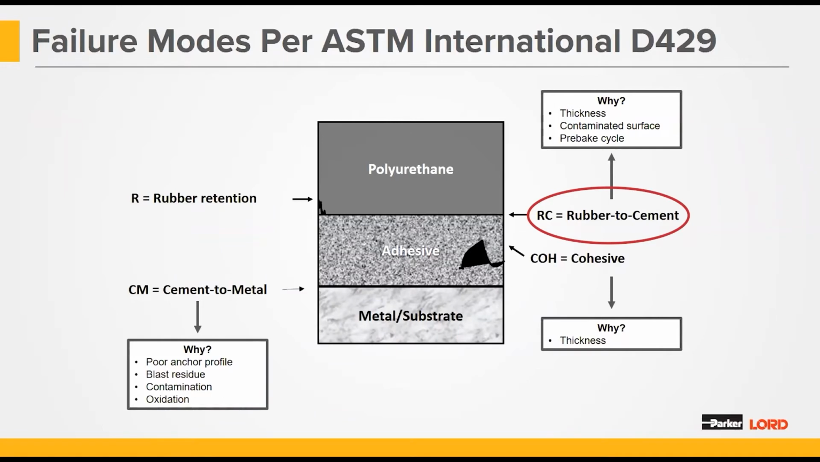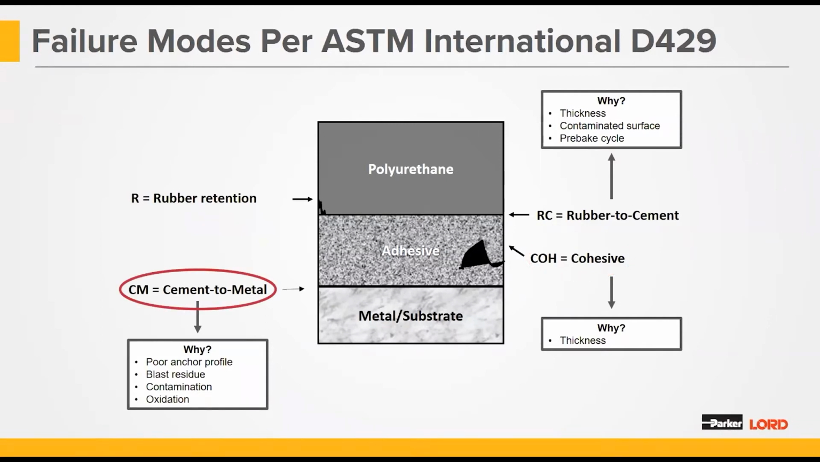RC, rubber to cement. This is a failure at the interface between the adhesive and the polyurethane. Some of the reasons: thickness, contaminated surface, or pre-bake cycle. The next, cohesive. This is a failure within the adhesive, and this is almost always a thickness problem.